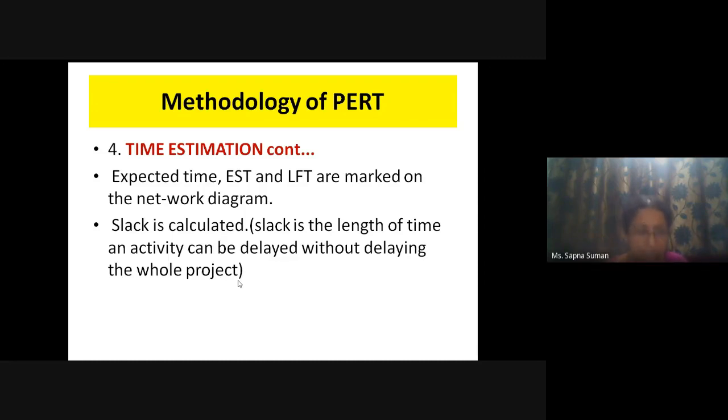इतनी देर तक, इतने समय तक हम लोग एक परियोजना में डिले कर सकते हैं, which is allowed, without affecting or delaying the next project. Okay, so this particular slack time is also calculated.